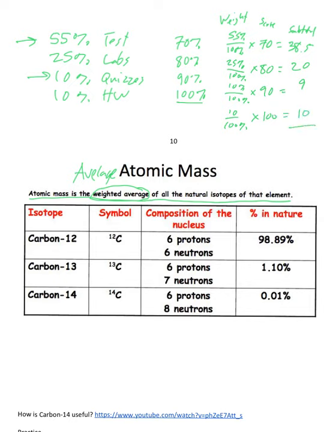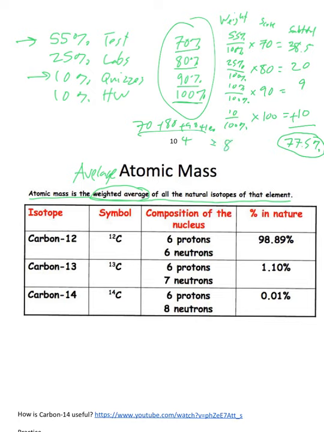And then if I add all these subtotals together, so 9 plus 10 is 19, plus 20 is 39, plus 38.5 is 77.5. So this would be my grade in this chemistry class if these were my scores on my tests, labs, quizzes, and homework. Which is different than if you took a straight average of 70 plus 80 plus 90 plus 100 and divided by 4, then you would get an 85%. So you do not want to do this when you're calculating your average atomic mass. You want to do the weighted average.